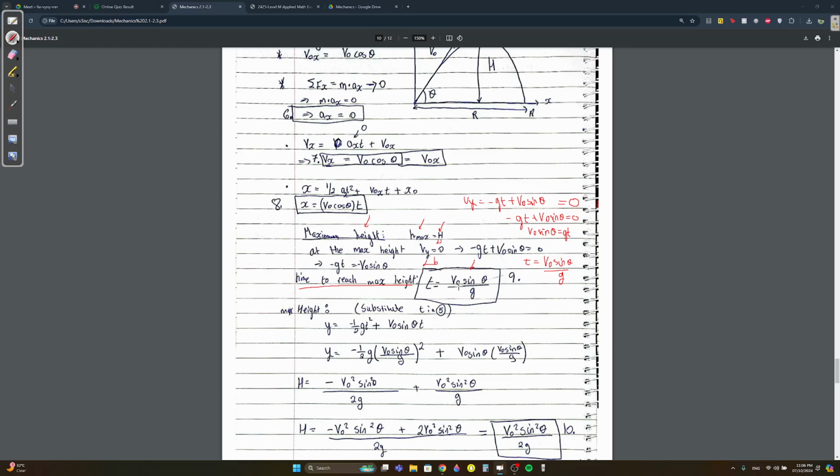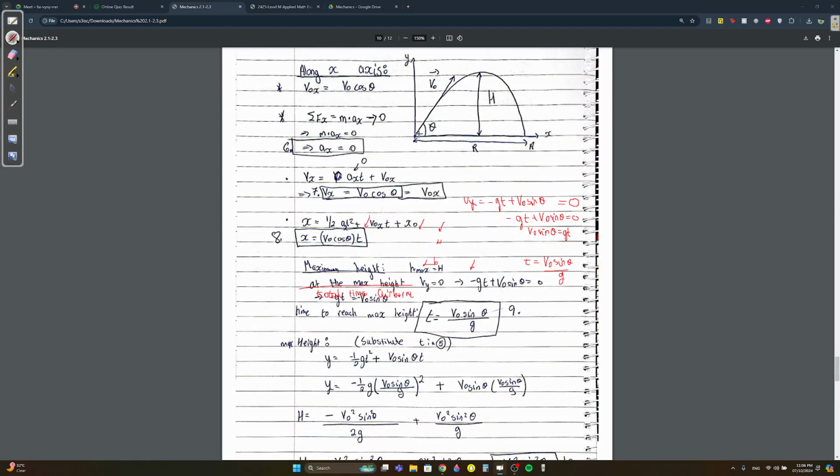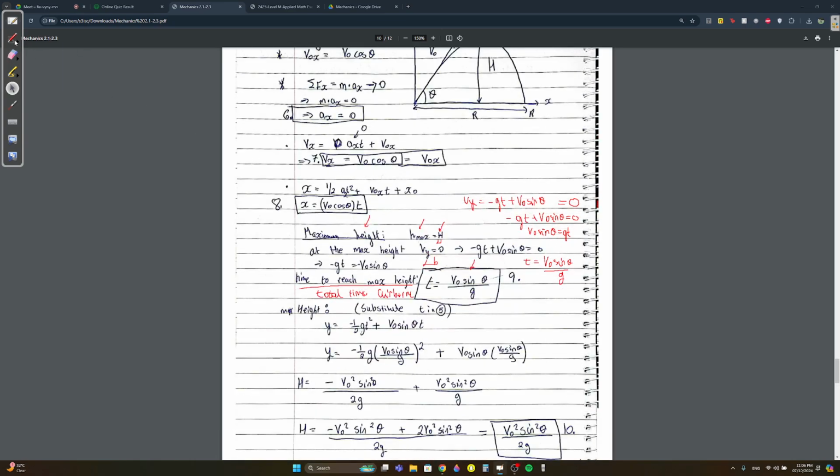This is the time to reach max height. But usually they also ask what the total time airborne is. To help you understand the total time airborne, it's very easy, guys. It took you 3 seconds to go up, and you're falling down with the same acceleration you used to go up. So the time to go down will also be 3 seconds. So in other words, the total time is just 2 times the time to go to the max height, right?